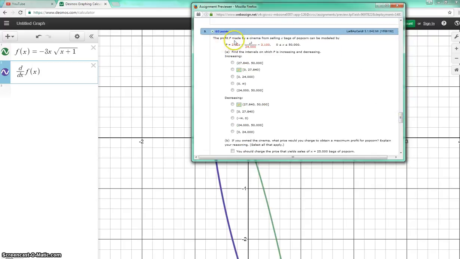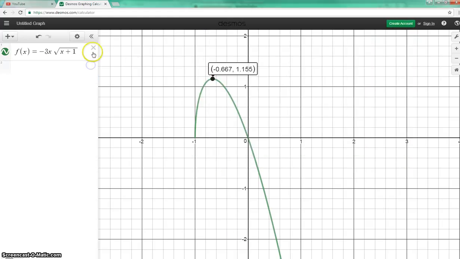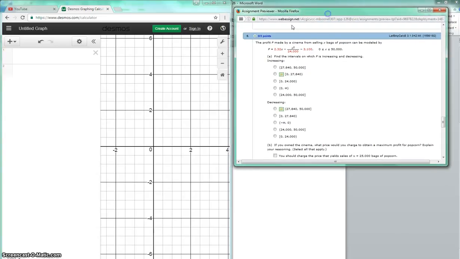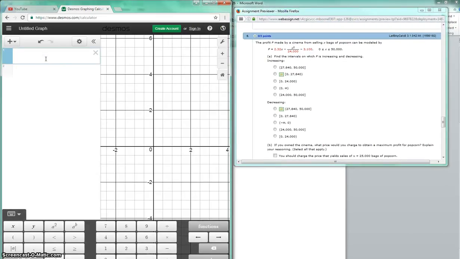So on here we have the profit P made by a cinema from selling X bags of popcorn can be modeled by this thing. Find the intervals in which the function is increasing and decreasing. So to do that, we would take the first derivative and set it equal to 0, and then solve for that. These will give you the critical points, and somewhere around those critical points, we will be able to find where they're increasing and decreasing. We also can graph this equation, and if we graph it, we'll see that we get this nice picture of what's going on.